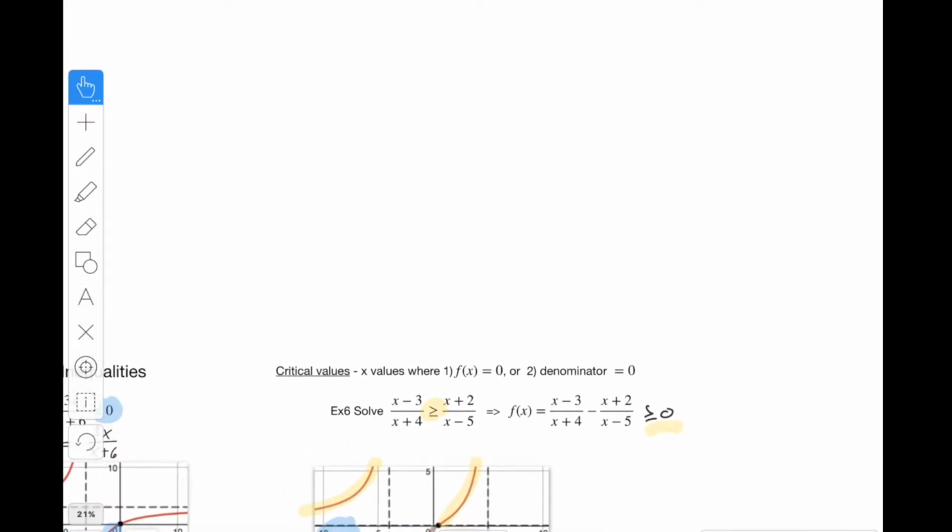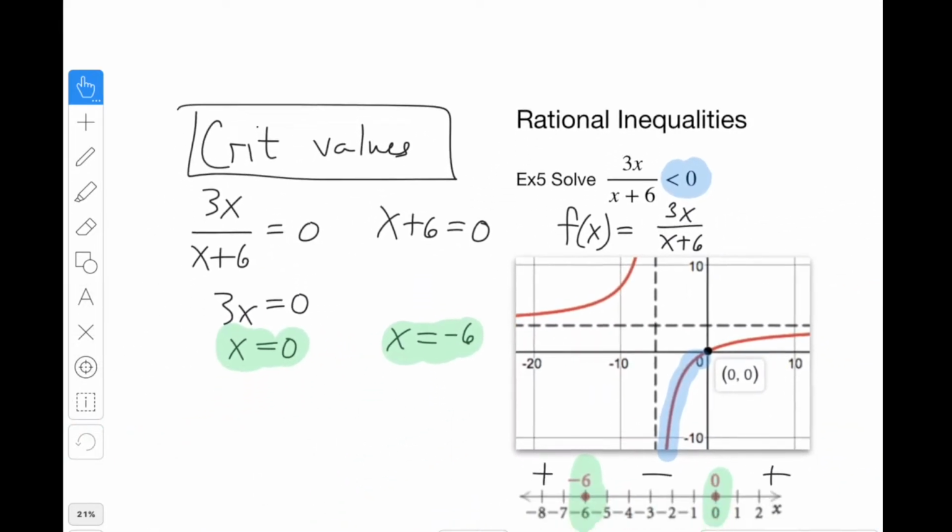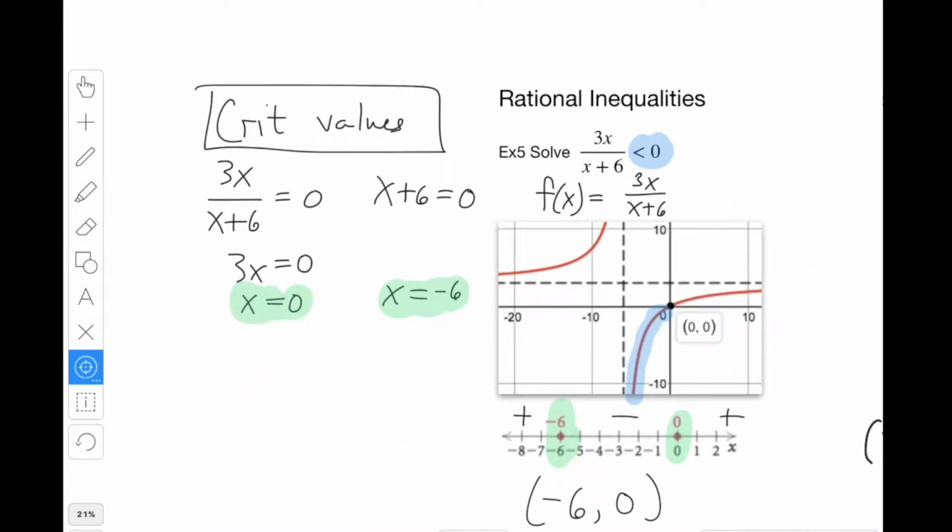Now, there's something that we want to distinguish. There's something slightly different. It's critical values. And so you need to figure out where the critical values are, what are the x values where either the function is equal to 0 or just the denominator is equal to 0. So in this particular function, we can see that the function is equal to 0 when the numerator is equal to 0. That's x equals 0 right here. That's a critical value. And then we'll figure out when the denominator is equal to 0. That's here at x equals negative 6. So this is also a critical value.